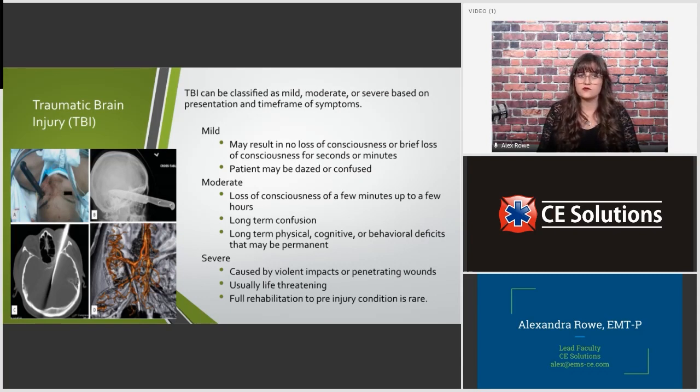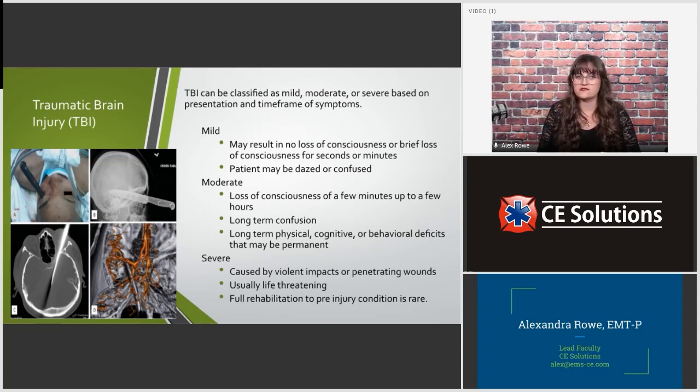Moderate injuries. Usually you'll see loss of consciousness for a few minutes up to a few hours. Long-term confusion and then long-term effects like physical, cognitive, and behavioral deficits, and those may be permanent. You just have to think about where the damage is. If we don't have good blood flow or if there's injury to a part of the brain that controls movement or physical functions, thinking, and then your personality and behavior in the frontal lobe, you can have actual outward signs and symptoms of that.